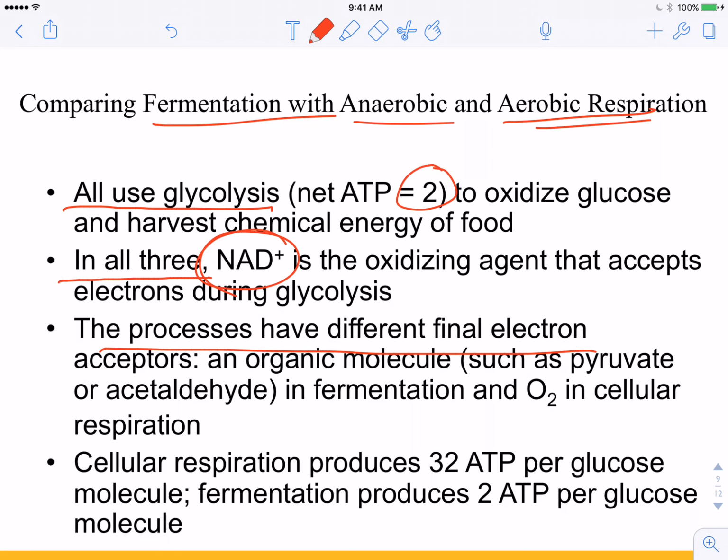In fermentation, it's an organic molecule, and in cellular respiration, it's oxygen. Cellular respiration produces a whole bunch of ATP per glucose molecule, and fermentation produces a much lower number, but still, it is a net gain of ATP, and we still have to produce ATP, and 2 is better than 0.